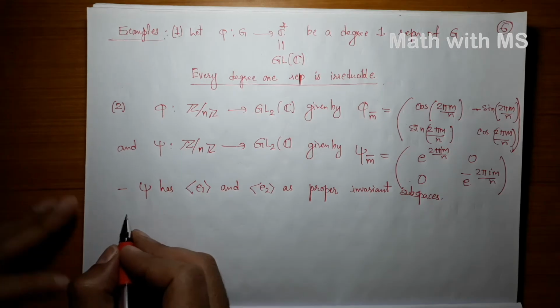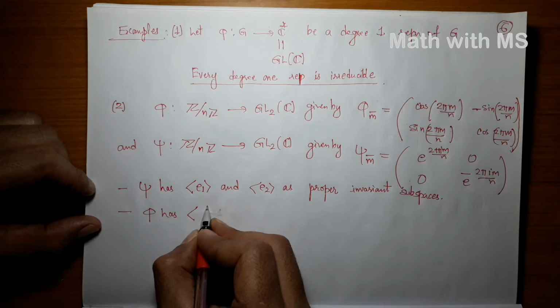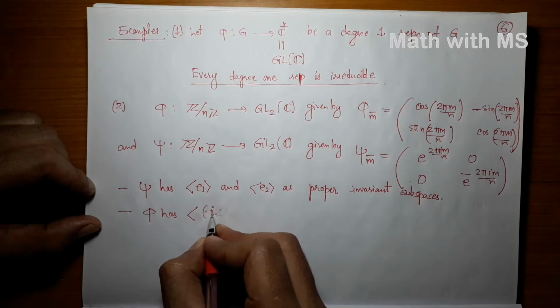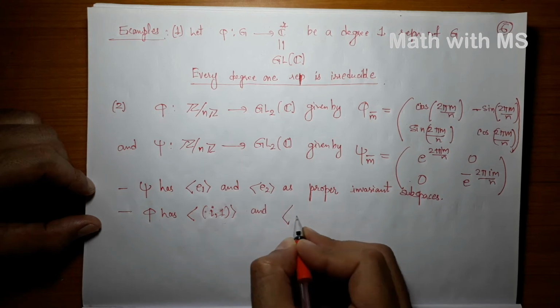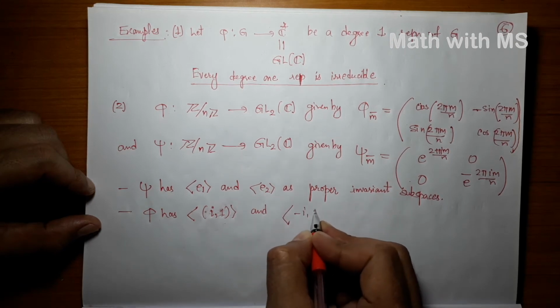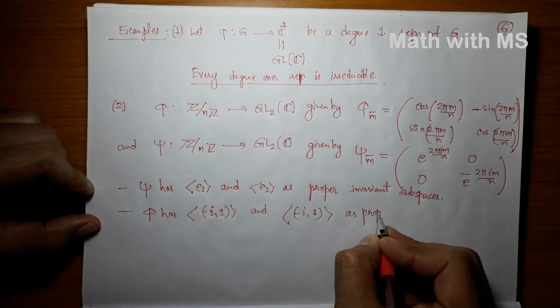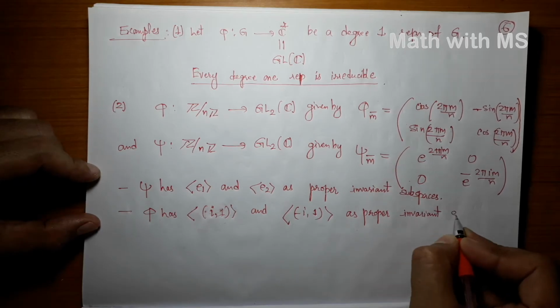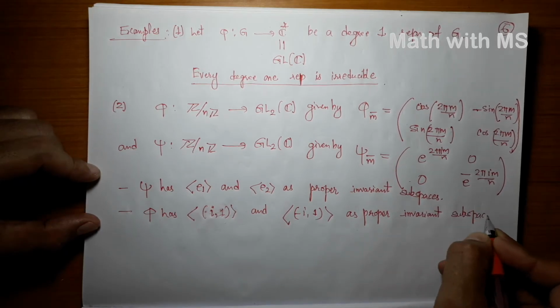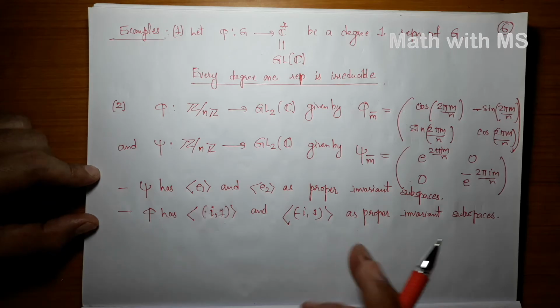What about phi? Phi has the subspaces spanned by (i, 1) and (-i, 1) as proper invariant subspaces. Okay, so both phi and psi are not irreducible representations, they are reducible, you can reduce them.